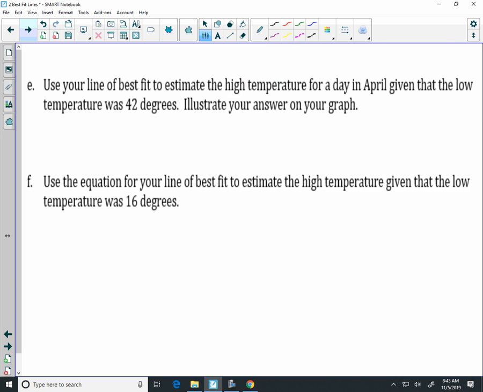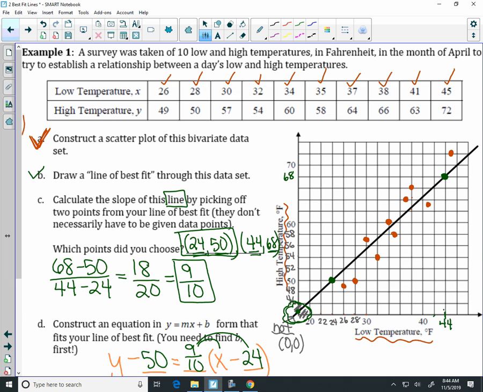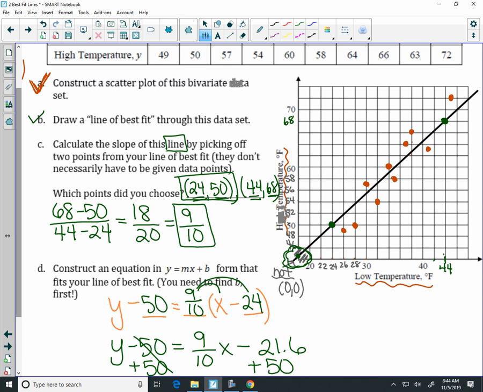Keep rolling. Use your line of best fit to estimate a high temperature for a day in April, given that the low temperature was 42 degrees. So here's the thing about the line of best fit. Now we can use that because our line of best fit is kind of our estimate for this whole relationship. And so now we can use our line of best fit to ask what would happen if it was 42 degrees at the low temperature? What would happen if the high temperature was 70?